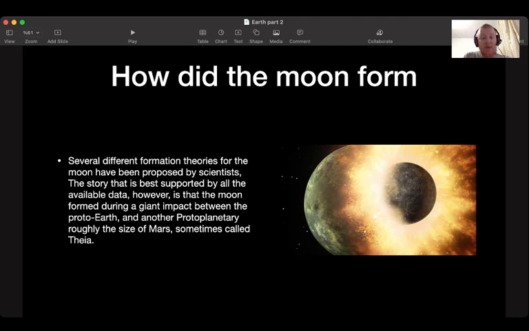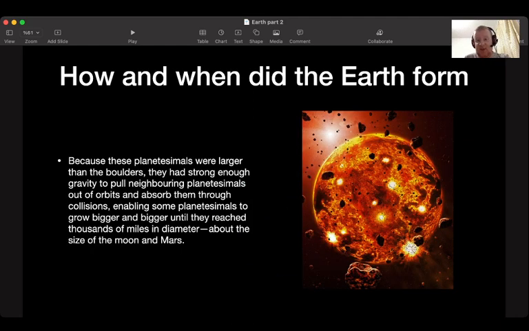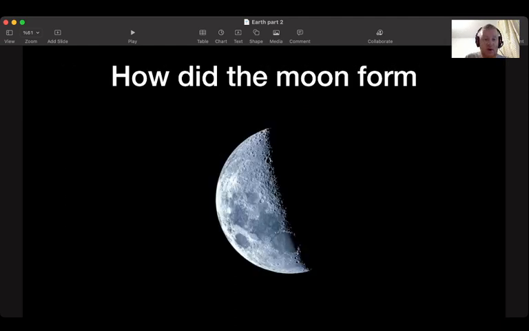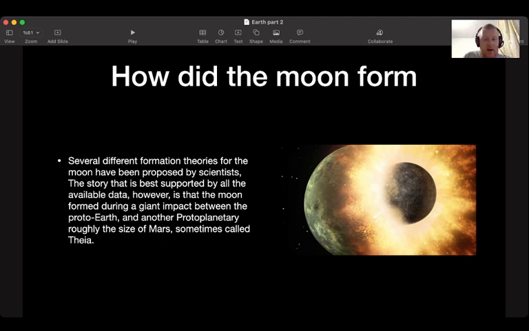Proto-Earth is when the Earth was like this, for example, when it was all just orange and covered in big lava and molten rocks. Back then, it was just called Proto-Earth. And another planet called Theia apparently collided with Earth, and apparently this is what caused the Moon to form.